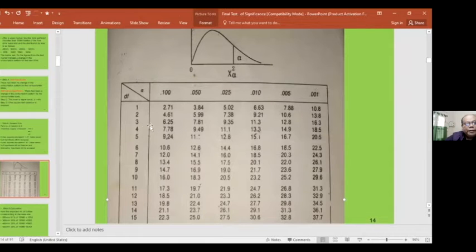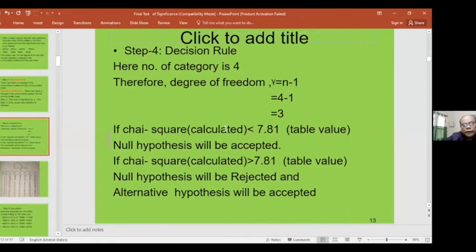For 0.05, with 3 degrees of freedom, the table value is 7.81. If the chi-square value you are calculating is less than 7.81, the null hypothesis will be accepted.